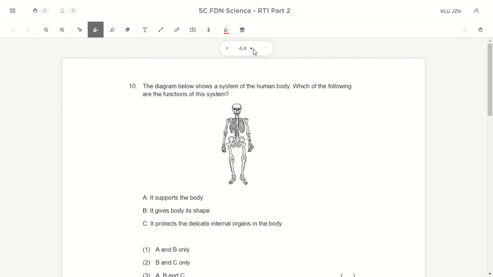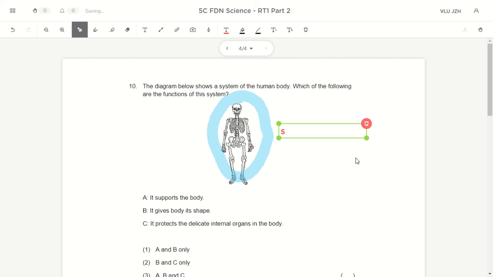The diagram below shows the system of a human body. So once you look at this figure, what system can it be? There are only 5 systems. So this system is your skeletal system. This one is covered in P4. Okay, there's a typo error. Let's adjust it. Skeletal system.